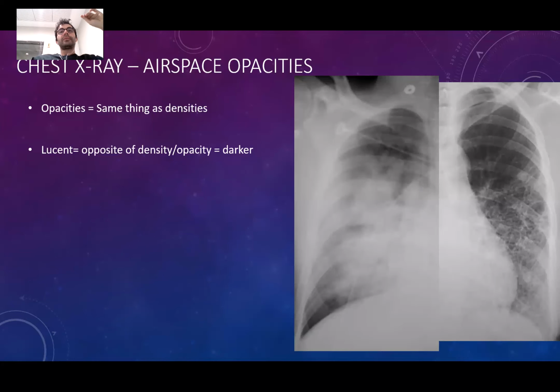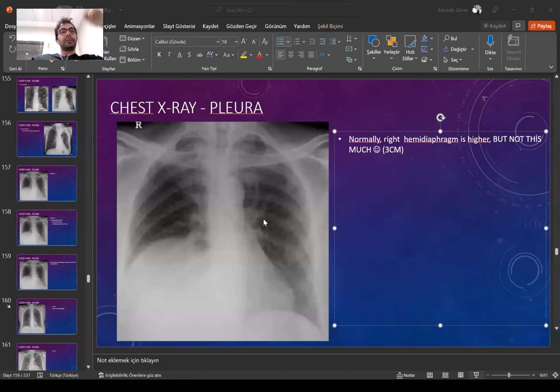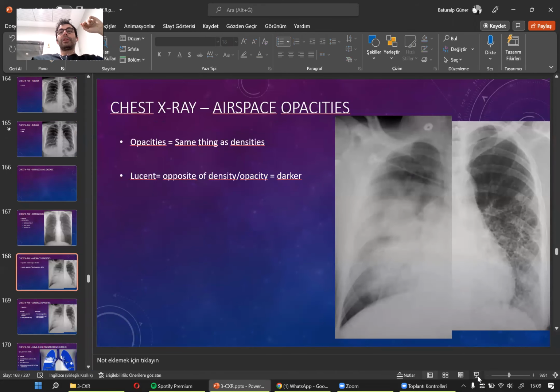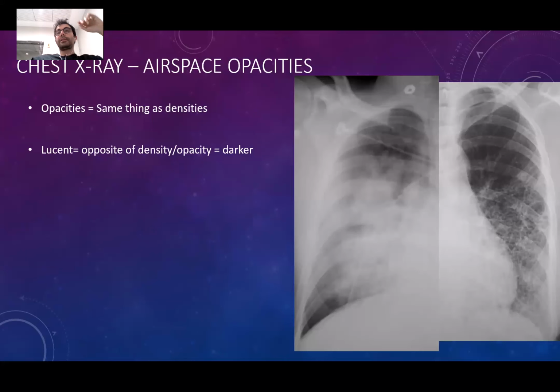So let me look at that. Yeah. We have looked through everything in these 160 slides except the lung areas. So let's go to lung areas then. Let's go to airspace opacities. Now we are starting the real deal about chest X-rays.